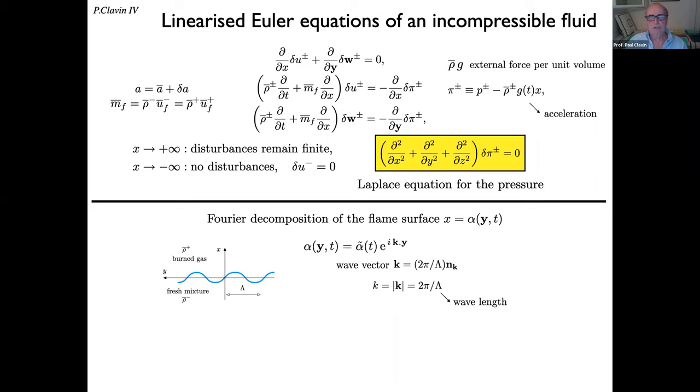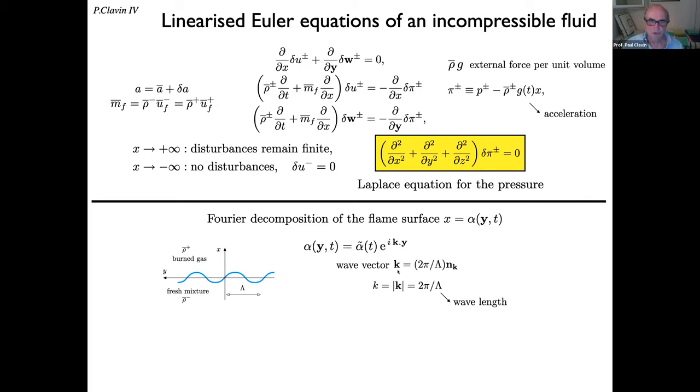Now, what we are going to do is to use a Fourier decomposition of the flame surface. In fact, we are going to consider a harmonic, periodic disturbance of the front position, written here. And because the problem is linear, the general solution is a superposition of such disturbances.